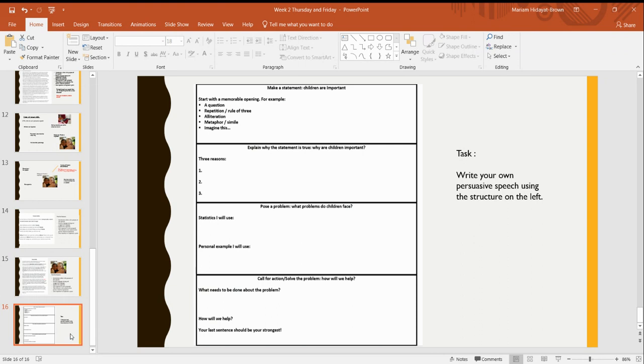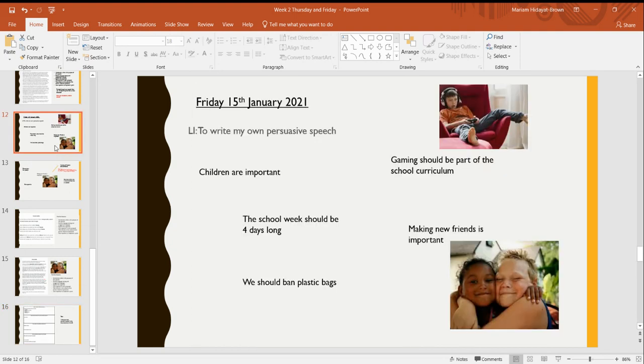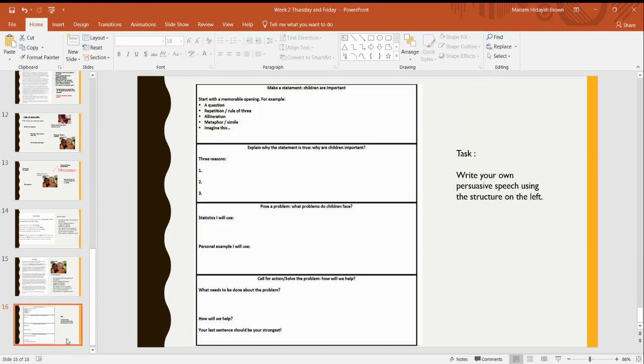So you can use a little planner like this. Your first thing is to make a statement, as we have said. So if we just go back to this page here, you are going to make a statement. It could be something you want to talk about, gaming, for example, or you might want to talk about the environment. But whatever it is, you need to start off with a statement so it's nice and clear.